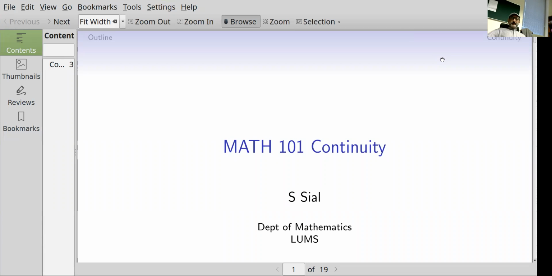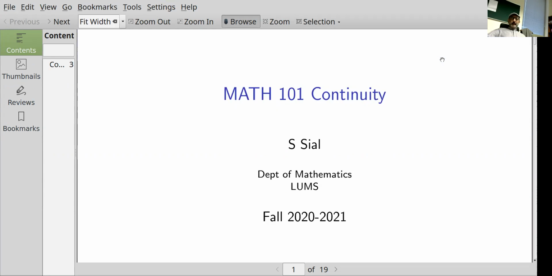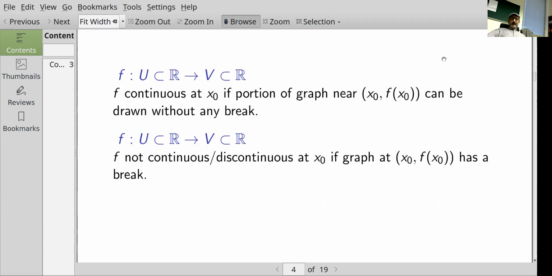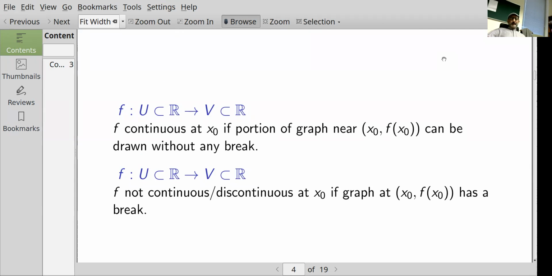In this lecture, we look at the concept of continuity at a point. Intuitively, we can think of it this way: f is continuous at x naught if the portion of the graph near the point x naught, f of x naught, can be drawn without any break. The function is not continuous, or it's discontinuous at x naught, if the graph at x naught, f of x naught, has a break.